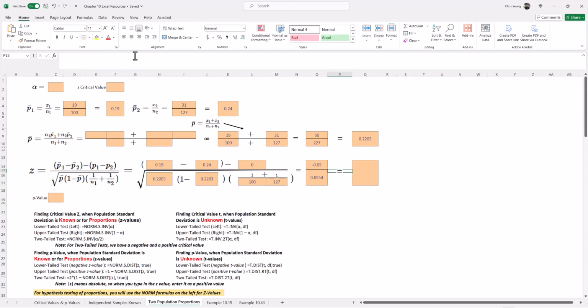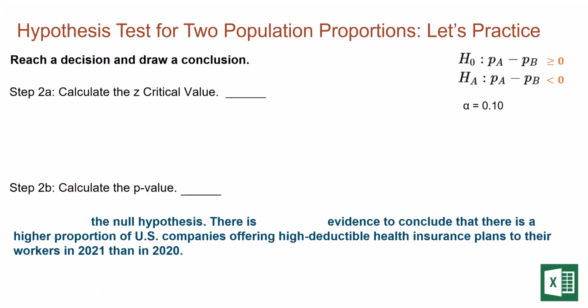And we get 0.0554, and now all we got to do is do the division. Equals negative 0.05 divided by 0.0554, and we get a z-test statistic of negative 0.98, which we also know is correct. All right, now we're ready to reach a decision and draw a conclusion.